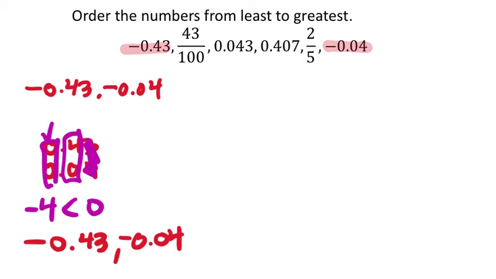Now I need to order the fractions from least to greatest, or the positives. But I'm going to have to change those fractions into decimals. You could change the decimals into fractions. It's completely up to you. But if you do that, you're going to have to force the denominators to be the same.